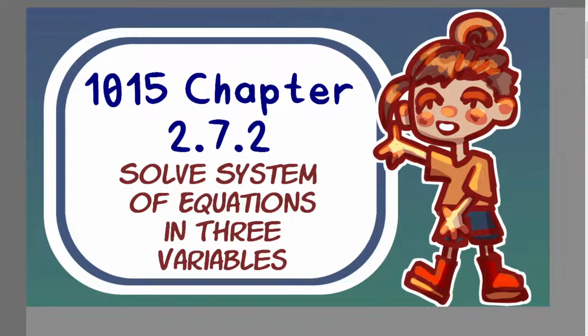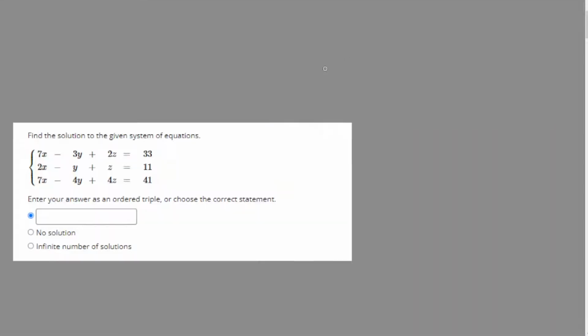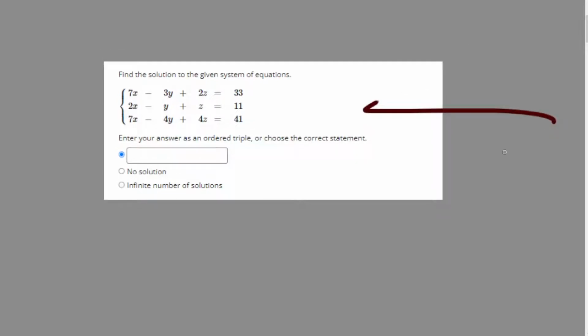Hello, so today in this video we're going to be going over 1015 chapter 2.7.2, which is solving systems of equations in three variables. We're going to be using a lot of techniques that we learned from chapter 2.6.2 and 2.6.3, which is substitution and addition, which is also known as elimination. If you are confused by some of the things that we're doing, please go give those two videos a watch and maybe some of your questions will be cleared up.